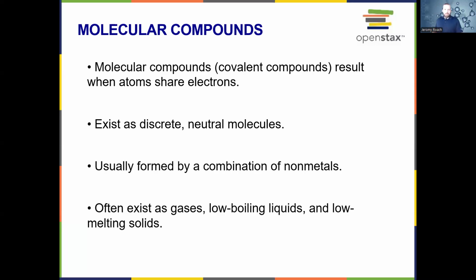Just to summarize, molecular compounds, or covalent compounds as we also call them, form when atoms share electrons. They are a combination of nonmetals, and they often exist as gases. They have very low boiling points and low melting points.